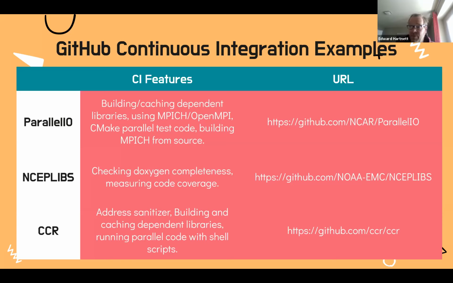The NCEP lib projects is also where we do that example I just showed, where we measure the code coverage so you can see what your tests are covering. The CCR project uses the GNU address sanitizer. So the GNU compilers come with a feature called address sanitizer, which you can turn on with a couple of compile flags. It works with Fortran and C and all GNU compilers.